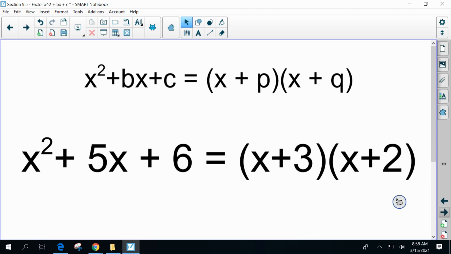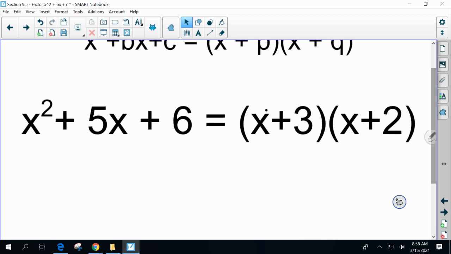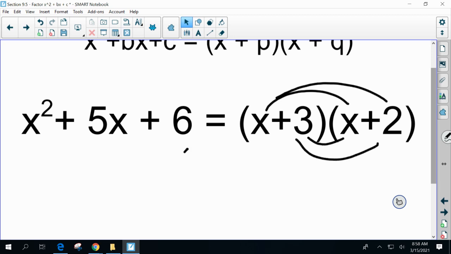So x squared plus 5x plus 6, this is a trinomial. This factors out to be x plus 3 times x plus 2. And what have we been doing with two binomials so far? We have FOILed them. If I were to FOIL that out, it would end up equaling this trinomial right here. So factoring is the opposite of FOILing, okay?